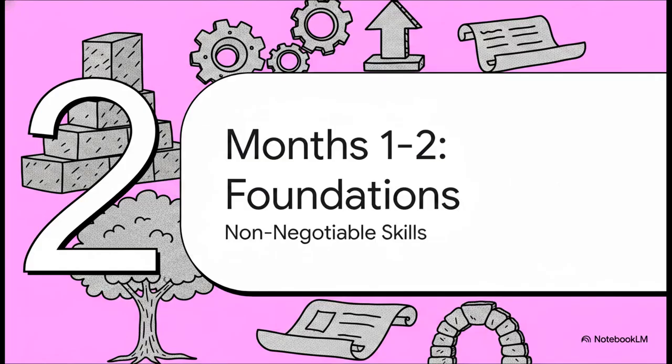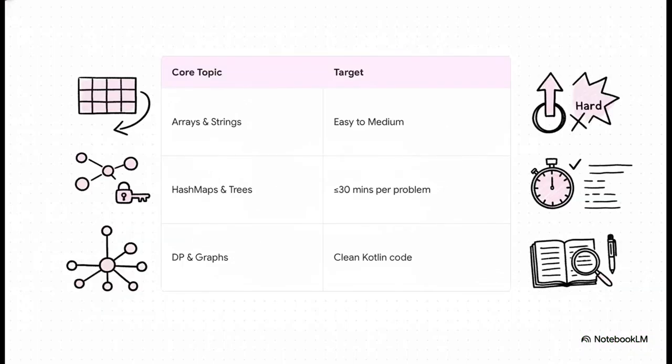Let's zoom in. Section 2, months 1 and 2, foundations. This is your exact data structures and algorithms hit list. You need to know arrays, hash maps, trees, graphs, sliding window, and dynamic programming. But really look at the target benchmarks here, because this is absolutely crucial.